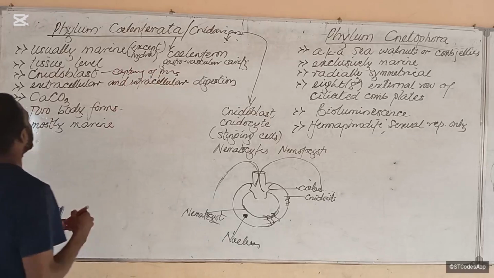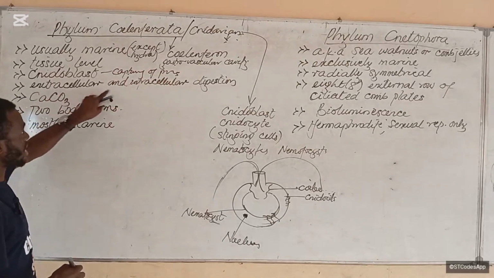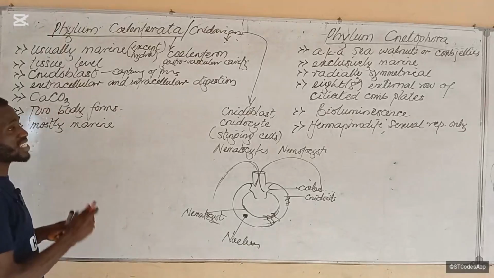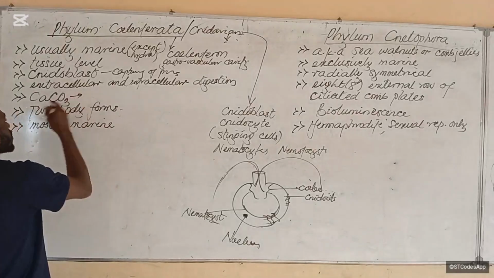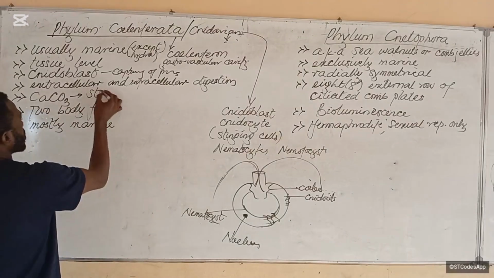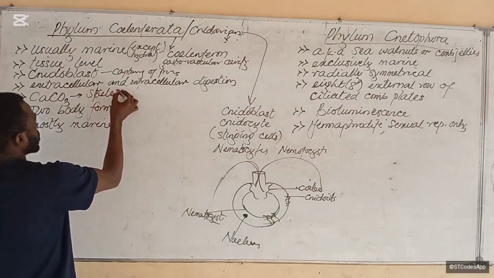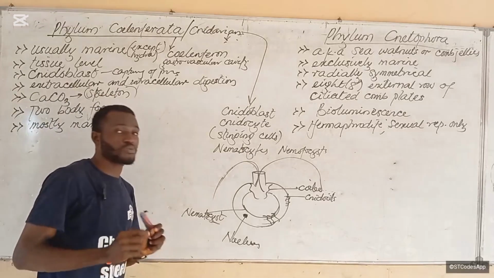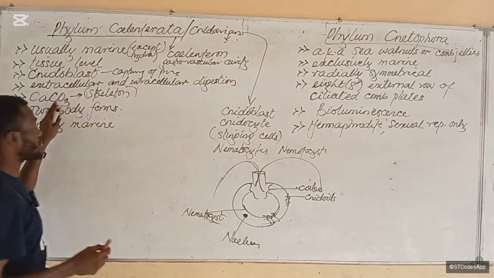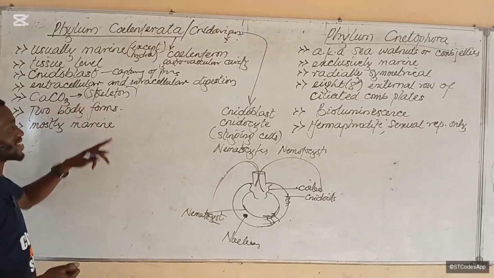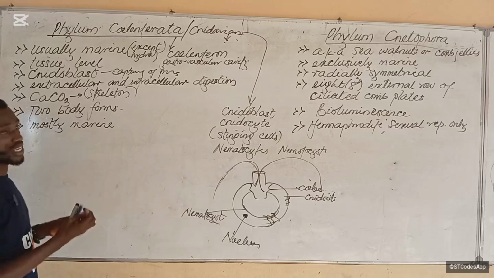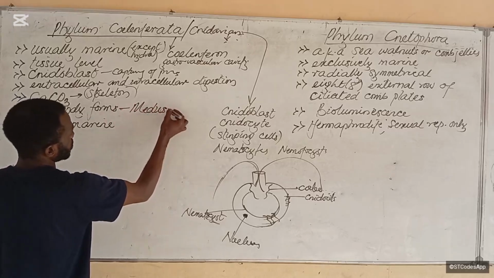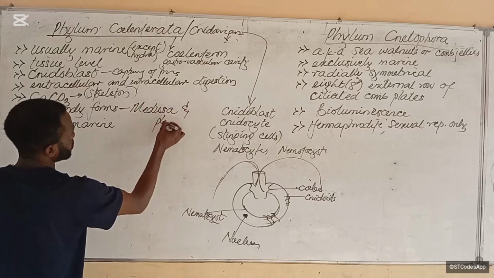Then they exhibit both extracellular and intracellular digestion, and the body wall or skeleton is made of calcium carbonate. So just like the body wall of the poriferans is made of spicules and spongin fibers, this one is made of CaCO3, calcium carbonate. Okay, then two body forms exist, which are the medusoid and the polypoid.